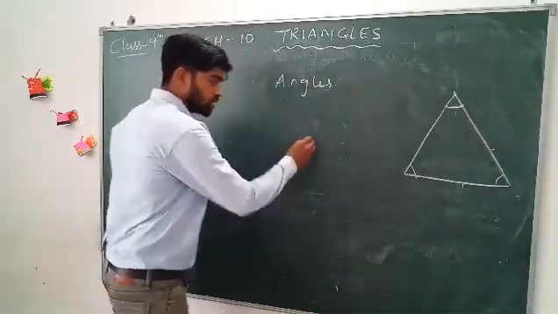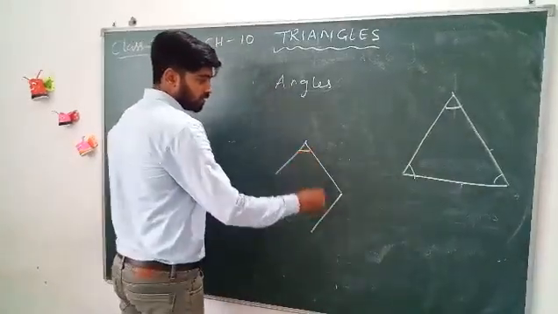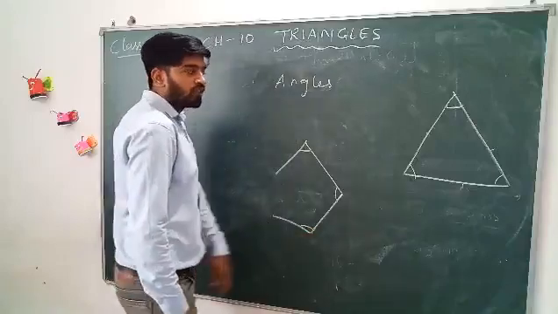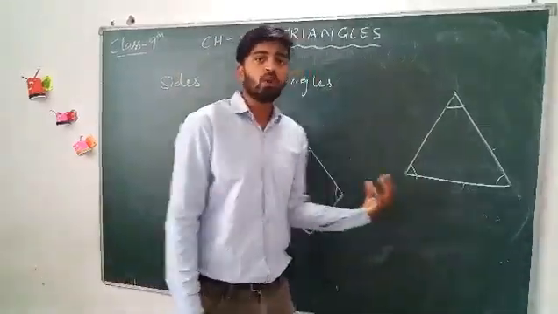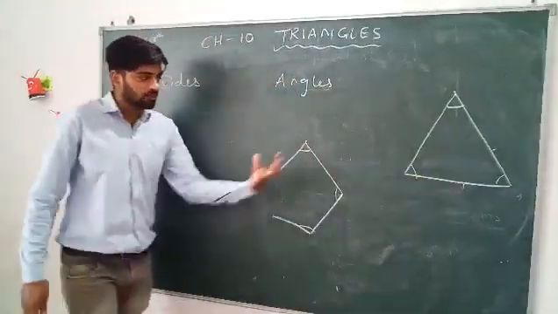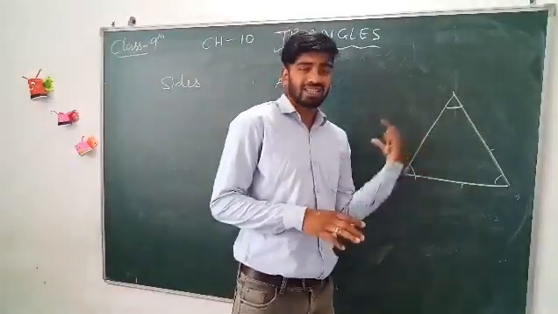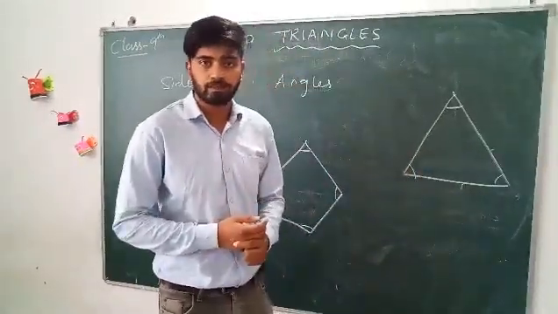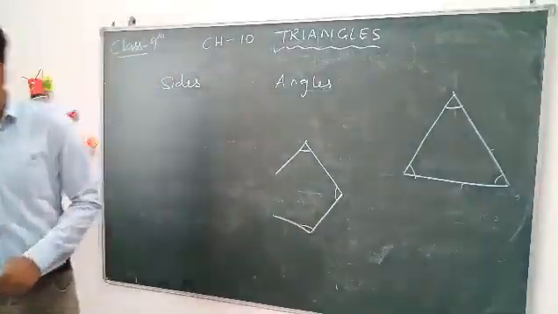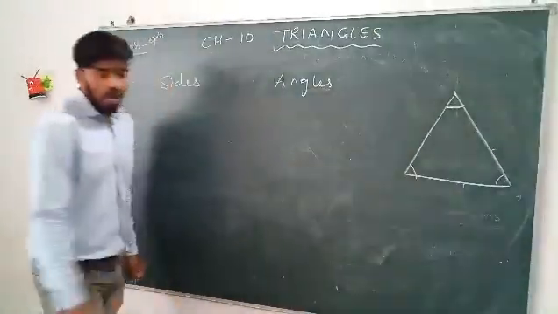Which means, is this a triangle? Because it has 1, 2 and 3 angles. No, the figure should be a closed figure. It shouldn't be an open figure. This is an open figure, this is a closed figure. So that is the difference between both of them. So a figure that has three angles, three sides and three vertices, but it should be a closed figure, that is called a triangle.